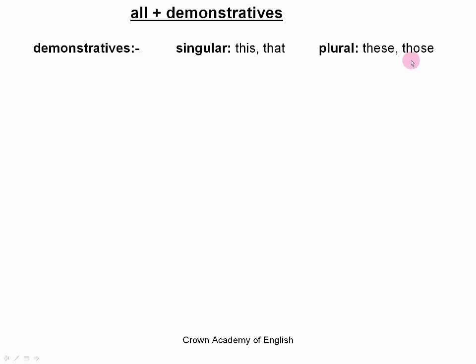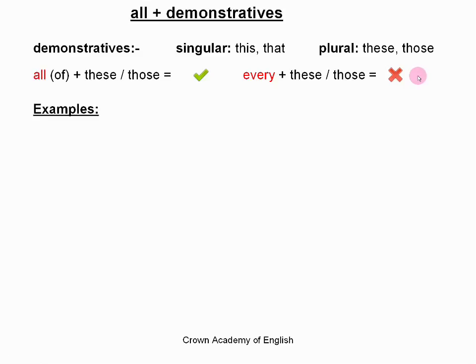So the rule is similar to the possessive pronoun. If we want to use the words these and those, then we can only use all. We must not use every. So all followed by these and those is correct, but we must not use every. We cannot say every these or every those. That is wrong.